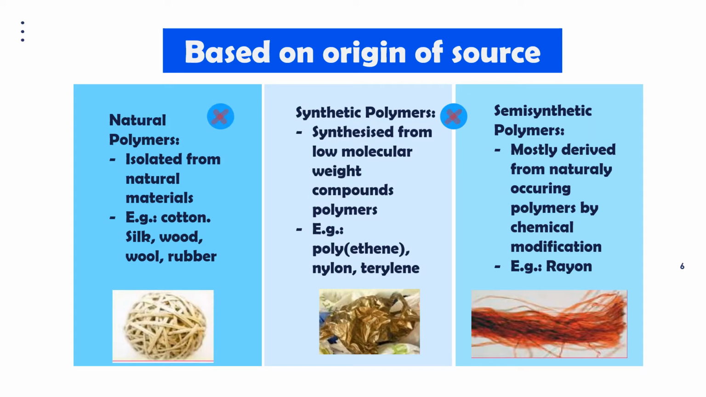Polymers can be classified based on origin of source. We have natural polymers, synthetic polymers, and semi-synthetic polymers. Semi-synthetic polymers are not so important, so we stress on natural and synthetic polymers. Natural polymers are isolated from natural materials, for example rubber, the more important one. Synthetic polymers are synthesized from low molecular weight compounds, for example polyethylene and polyethylene terephthalate. Semi-synthetic polymers are derived from naturally occurring polymers by chemical modification, for example rayon.